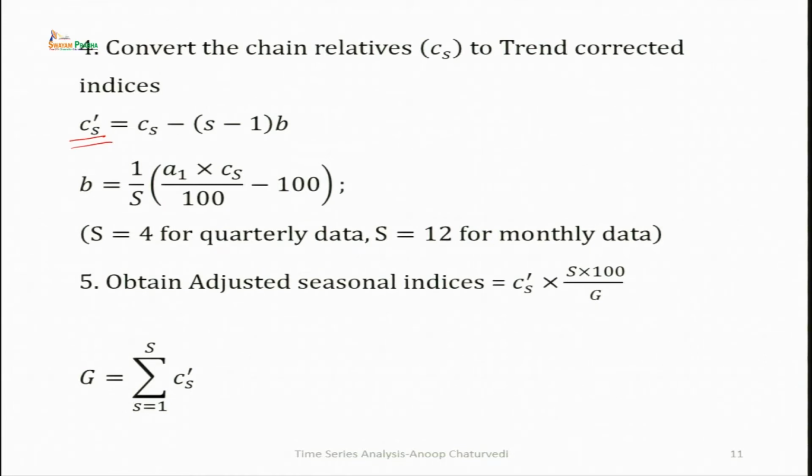Again we obtain the adjusted seasonal indices. So, suppose G is the grand total of all CS dash, then the adjusted seasonal indices are given by the formula CS dash into S into 100 upon G.